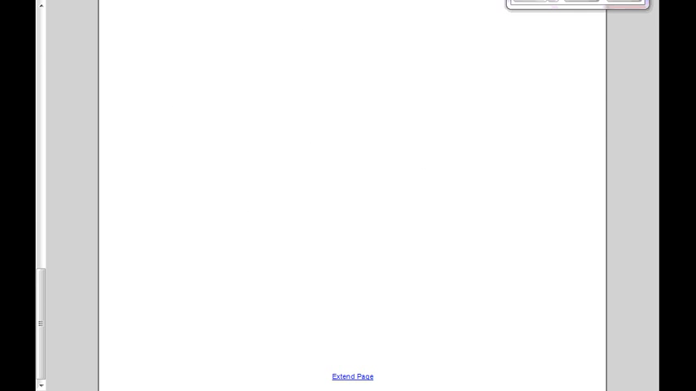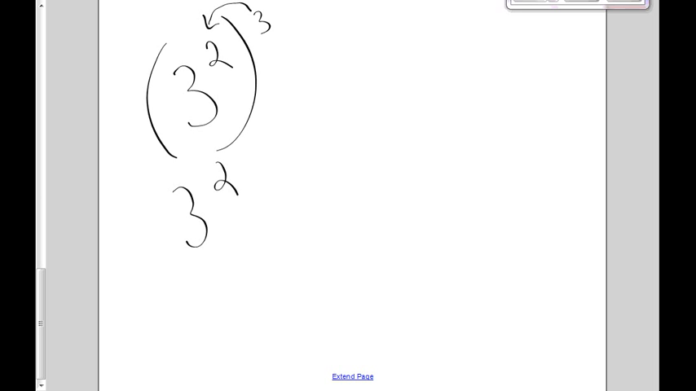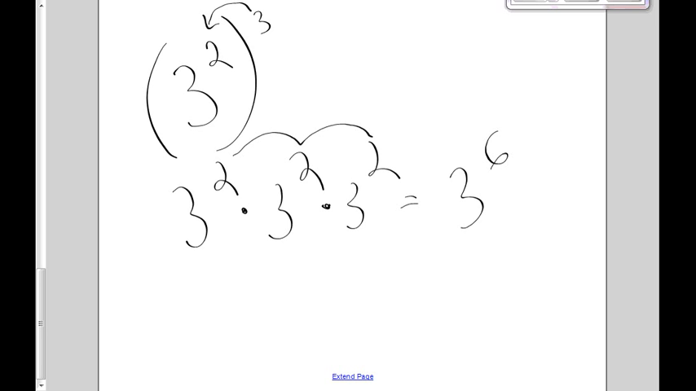Okay, let's take a look at powers of powers. Occasionally we have a situation that looks like this. We have 3 squared all to the third. Well, what that means is that the 3 has power over everything in front of it. So it's 3 squared multiplied by 3 squared multiplied by 3 squared. Applying the previous rule, when we multiply powers of the same base, and these all have the same base, we can add their exponents. So we end up getting 3 to the 2 plus 2 plus 2, 3 to the 6.